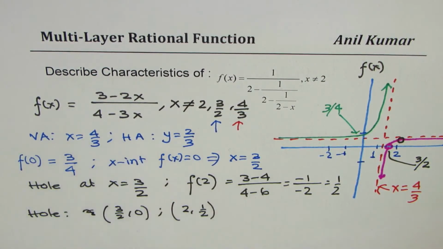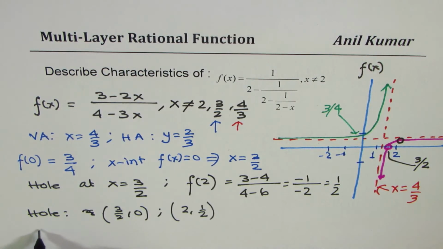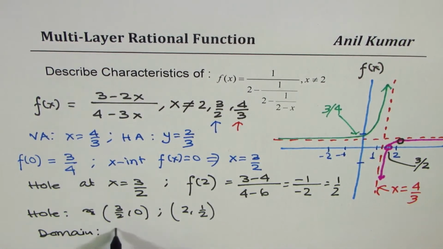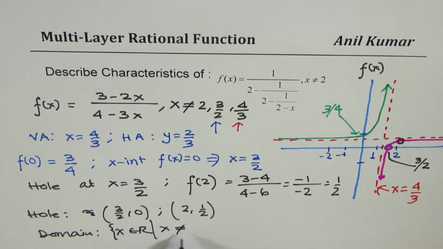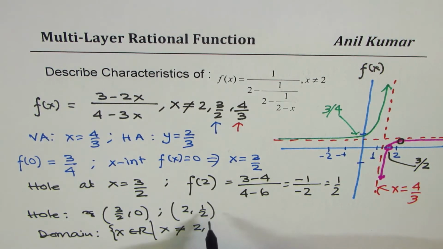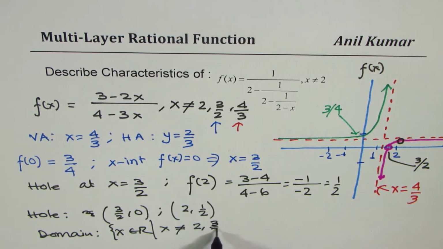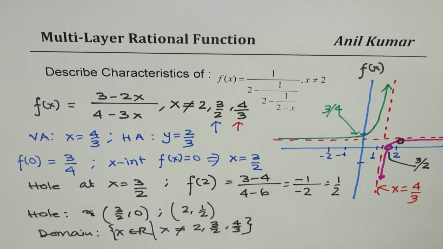We do have a vertical asymptote and a horizontal asymptote. So that gives us all the 3 restrictions which we had pointed out. So basically, we have a domain of x belongs to real numbers where x is not equal to 2. It is not equal to 3 over 2 and 4 over 3. Correct?